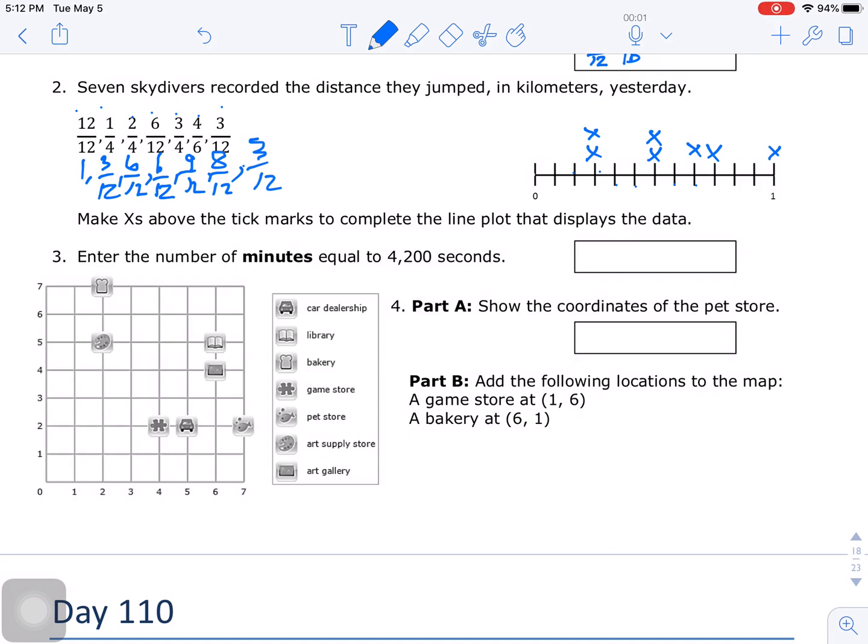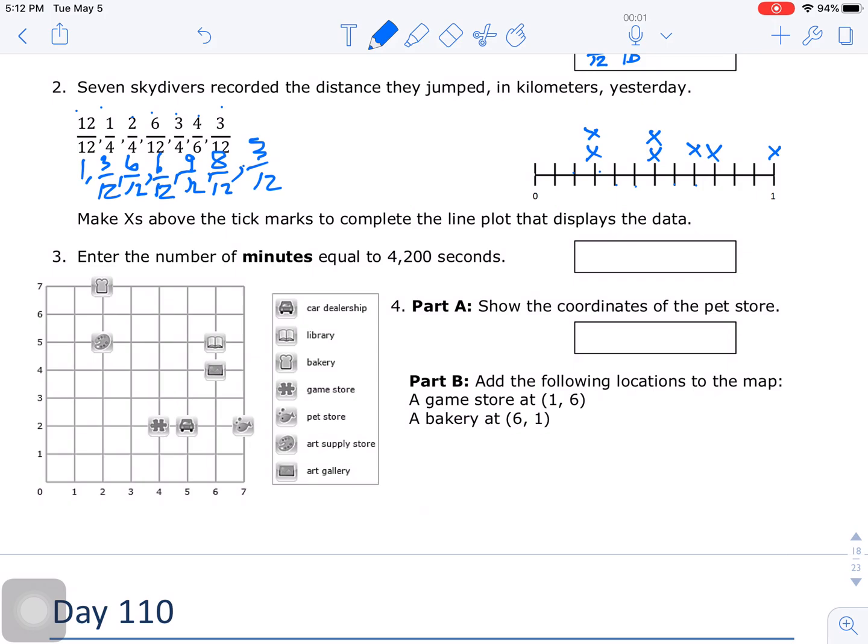So what do we need to remember? We need to remember to determine what our intervals are, how many spaces there are, and then we have to make equivalent fractions to completely answer that.